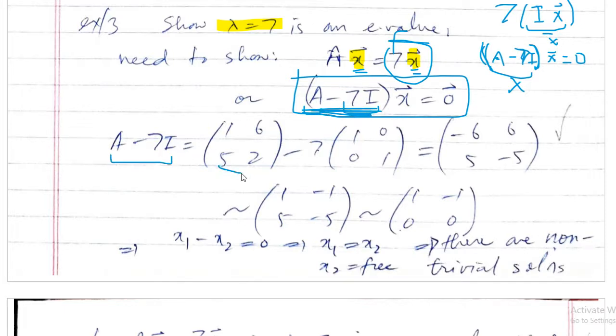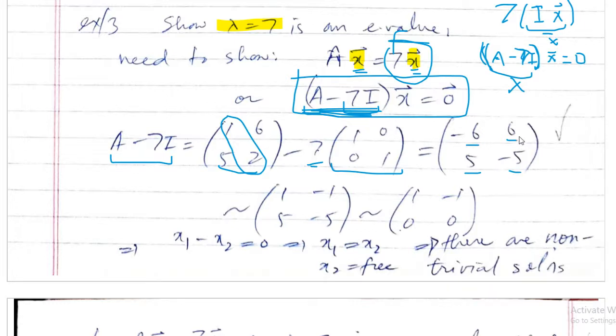This is my A, minus 7 times this is my I, 1 0 0 1. If you subtract, it means you are subtracting 7 from the diagonal only. In short, you are subtracting 7 from the diagonal. Off diagonal elements remain the same. The off diagonal elements are 6 and 5, they are not changing. I subtracted 7 from 1 and 2, so I got minus 6 and minus 5. This is A minus 7I.